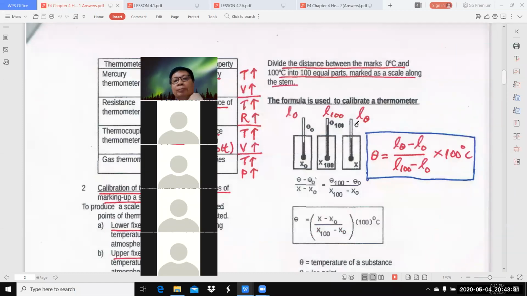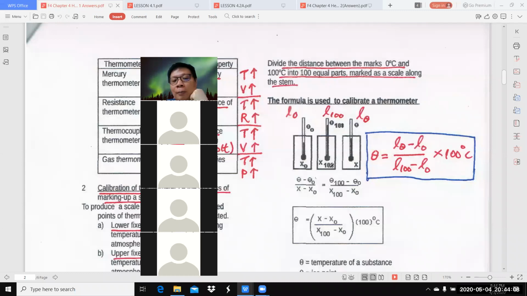Okay, look at this example. When this thermometer is put in temperature 0, the mercury length is here. So you label this one L0, the length of mercury when temperature is 0. Then when you put it inside the steam, temperature is 100, the length of mercury is L100. So remember, L0 is the length of mercury when temperature is 0. L100 is the length of mercury when the temperature is 100.